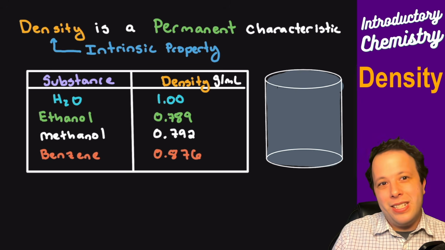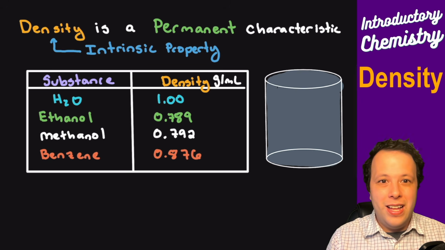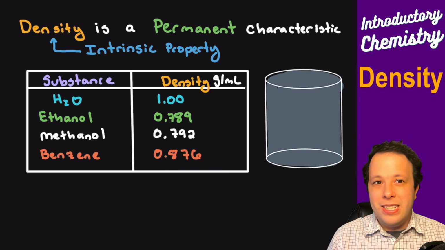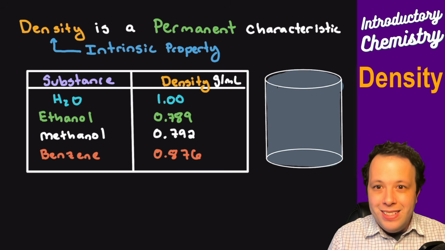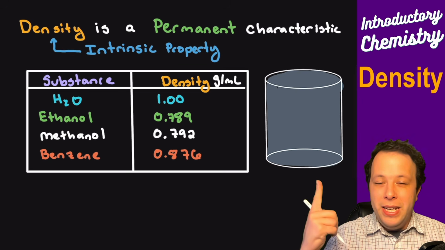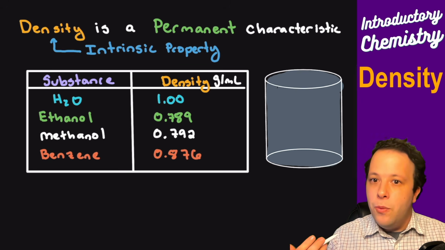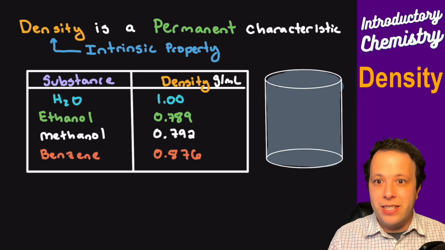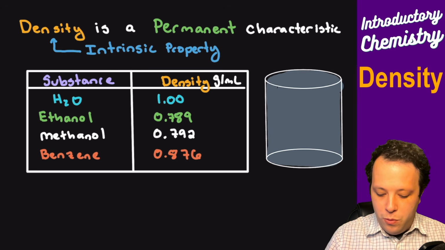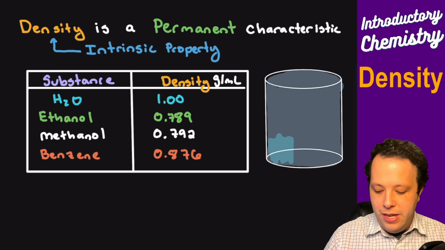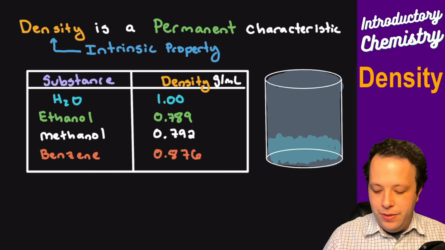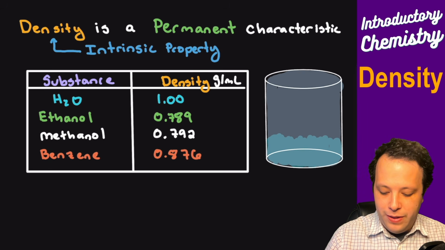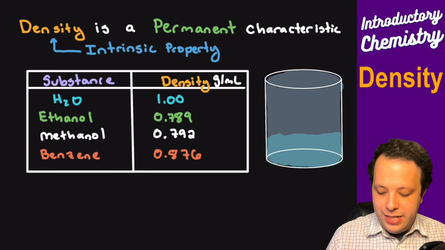So for example, let's say I had water, ethanol, methanol, and benzene, and I were to dump the water and benzene into this beaker here, what would happen? Well, think about it. Which one is a higher density? Water has the biggest value. So if I were to pour water into this beaker, it would end up sinking to the bottom, right? Just like in the video, because this one would actually have a higher density.